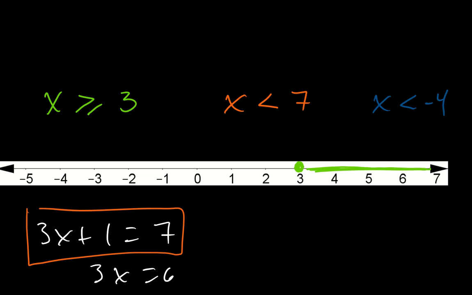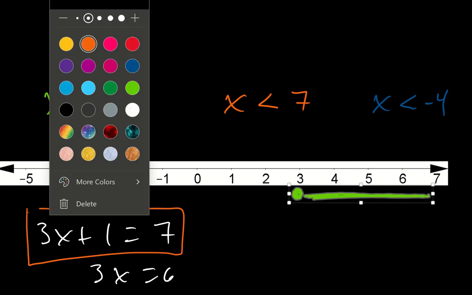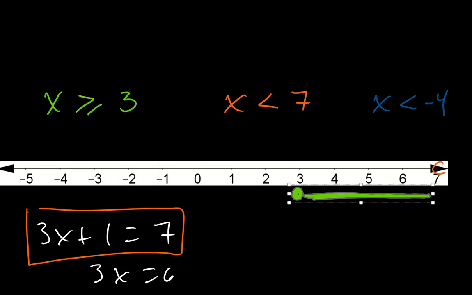The other one says x's are less than 7. So I'll just take this and slide this down, and now I'll do the orange one in here. So now we're going to say x's are all those values starting at 7. This is an open circle at 7, right? It's not filled in. And it's all those things that are less than 7 going this direction. All those values less than 7.